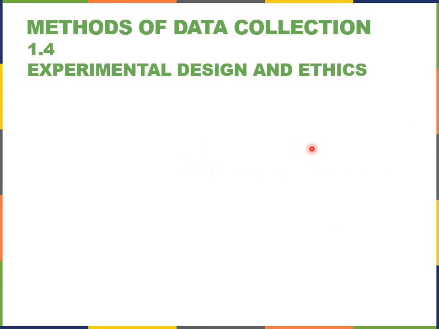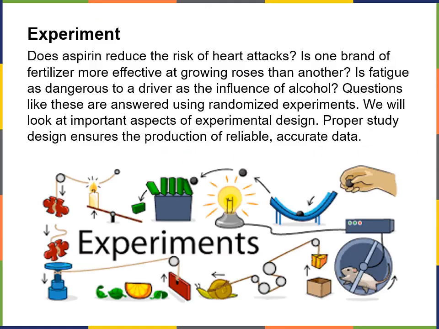All right, finally, we want to look at some basic experimental design and ethics issues, and then finish this. So, an experiment is basically the entire process of a statistical analysis, most of which we've talked about already. Does aspirin reduce the risk of heart attacks? Is one brand of fertilizer more effective at growing roses than another? Is fatigue as dangerous to a driver as the influence of alcohol? Right? These are all big questions, and the process of answering any of those would basically be a statistical study.